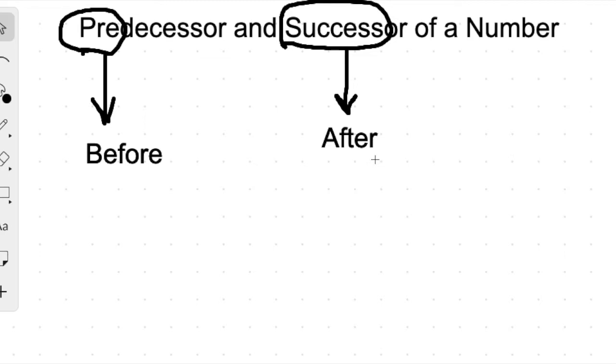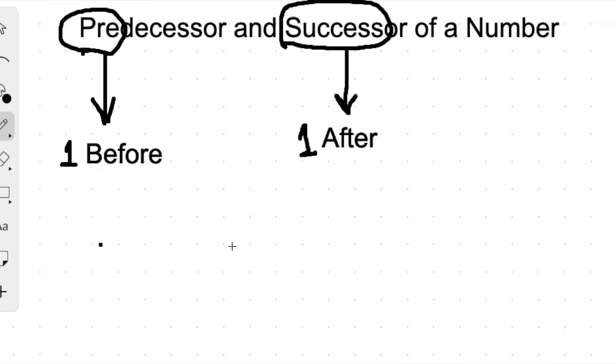Now, there is just one thing that I am forgetting. Can you just help me out? You can pause the video and think, what am I forgetting? Yes, so now before and after, it's necessary to say one before and one after.